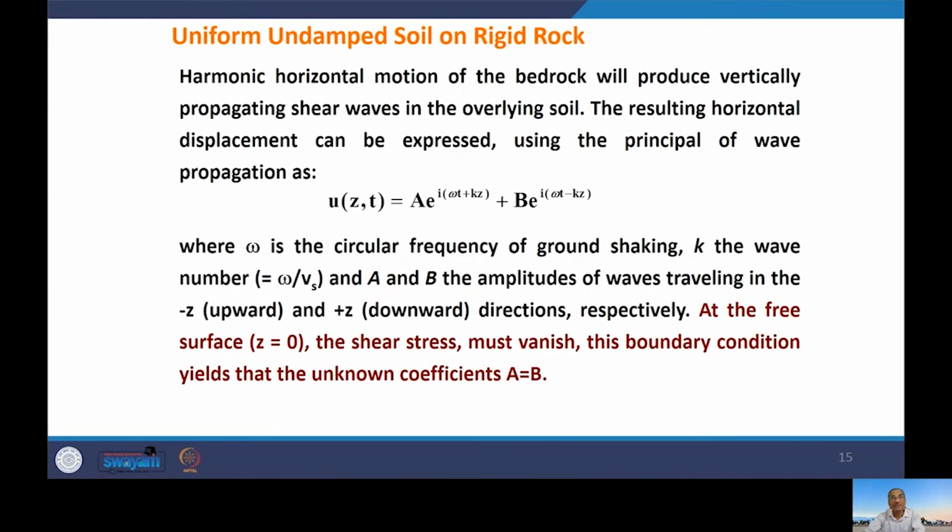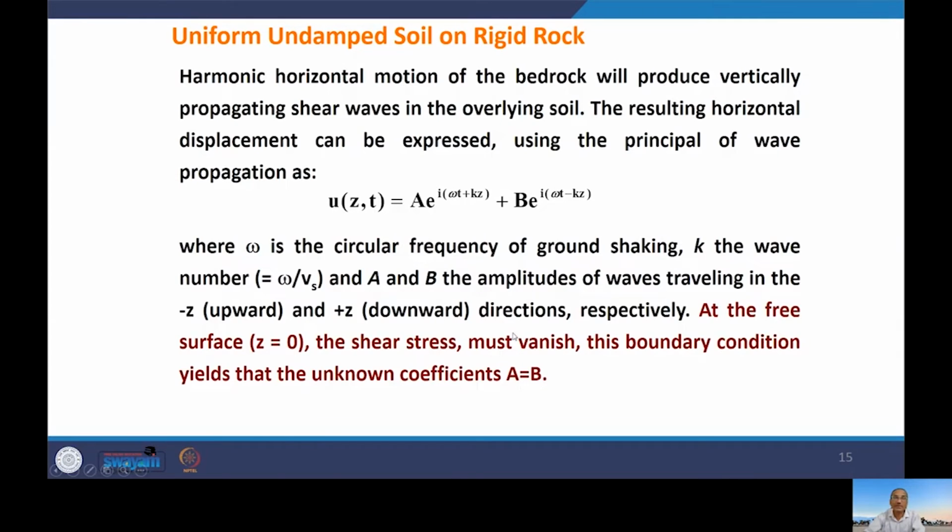Now at the free surface, you have z equal to 0, and at z equal to 0 you can apply the boundary condition: the shear stress must vanish. Shear stress is nothing but del u by del z multiplied by G, so when shear stress must vanish, that means the shear strain must vanish. Once you set del u by del z equal to 0 for any time t at z equal to 0, then you get A equal to B, because you will get a minus sign once you differentiate with respect to z, and all other things will be the same.